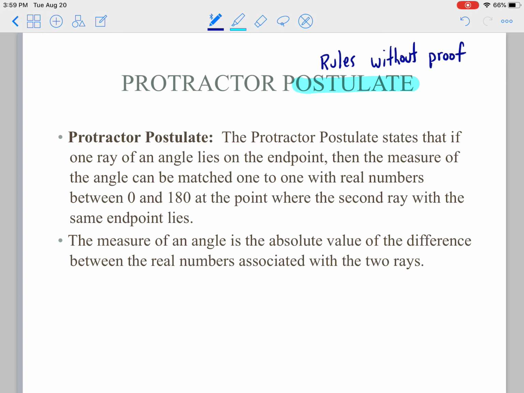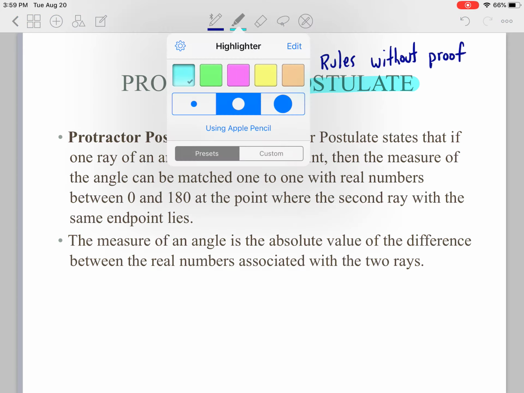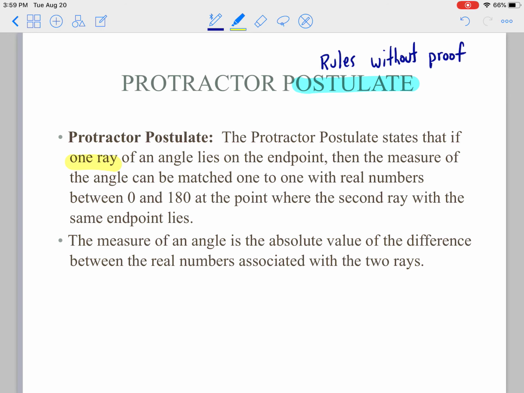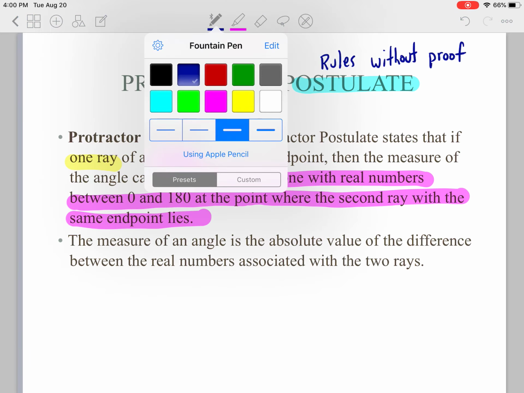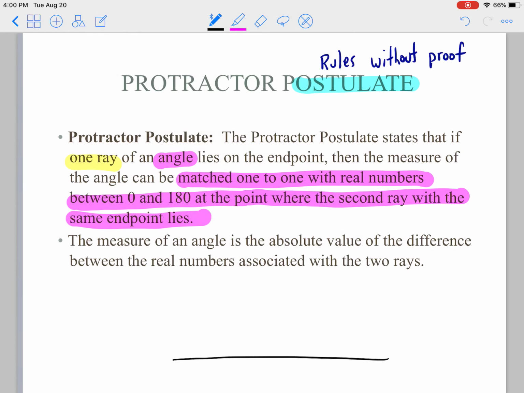And the protractor postulate says that if I have one ray of an angle that lies on the endpoint, then the measure of the angle can be matched one-to-one with real numbers between 0 and 180 at the point where the second ray with the same endpoint lies. That is a lot of information that basically says, if I have a protractor, I'm going to do my best to draw a protractor.